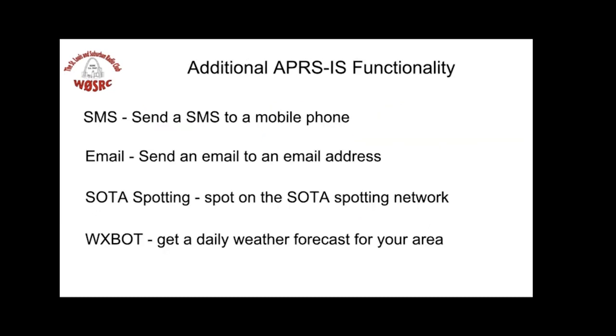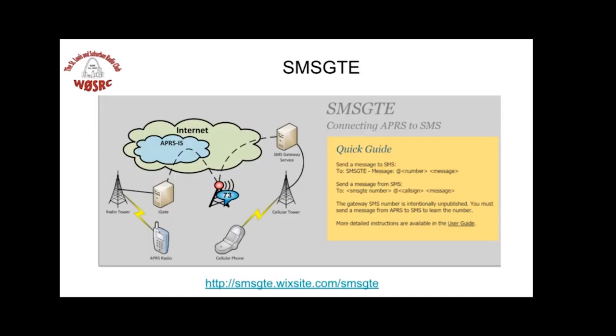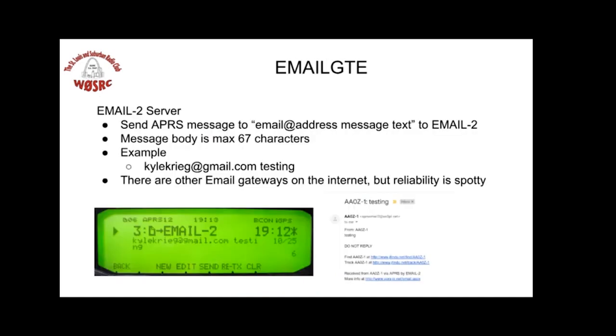So here's this extra functionality. You can send an SMS, an email, you can do some spotting, and get your weather. So SMS, if you send a message to SMS GTE, and then the message, and then at the number, your APRS message will get digipeated, and once it hits an iGate on the internet, it will be routed to the SMS server and be sent out through an SMS. So you can send SMSs to people through your APRS radio. Okay? Domestically only? I don't know.